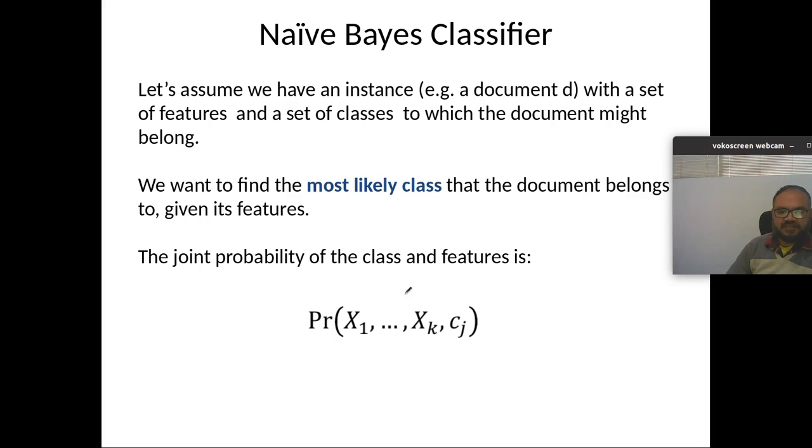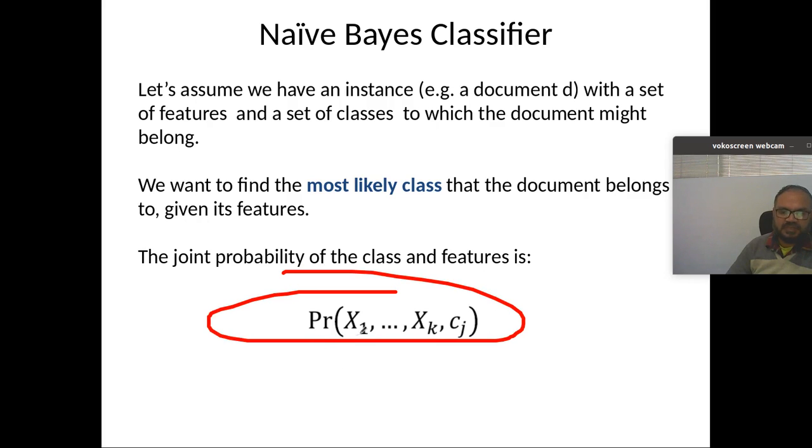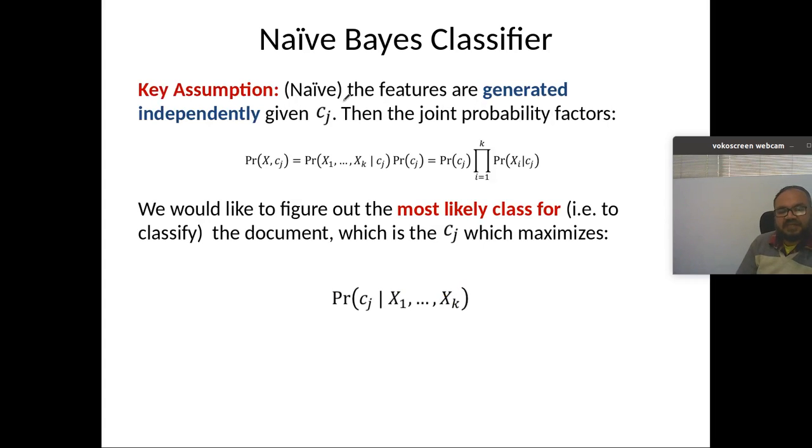The joint probability of the class and the features is given by this expression, which is the probability of feature 1, feature 2, up to feature k, and the class Cj. So we would have a joint probability for each class. The naive Bayes classifier is called naive because of a key assumption: the features generated by the class Cj are independent of each other. Because of this independence assumption, we can express this joint probability as a product of individual probabilities. First, by probability theory, you can separate this into factors, converting it into a conditional probability times the probability of the condition. Then you can factorize these conditional probabilities because the features xi are assumed to be independent of each other, so you can write them as a product.